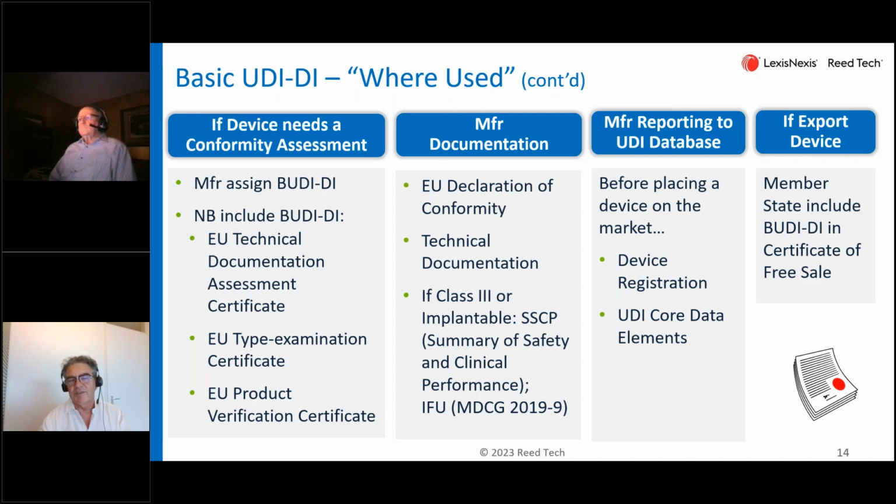certificate. On the certificate, you need to have your Basic UDI, not the UDI, because that's on the label, but the Basic UDI, that must be on the certificate. And then in your documentation, of course, your declaration of conformity, technical documentation, and the summary of safety and clinical performance. It must be there.